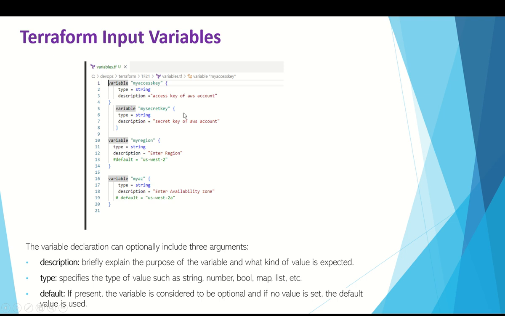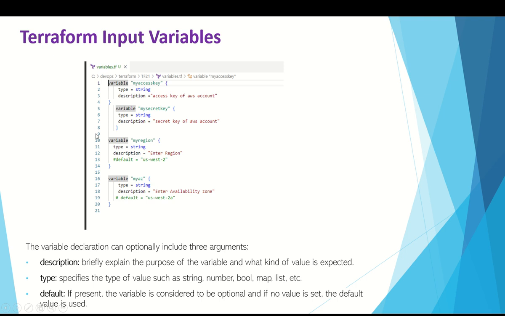For example, if you see here, we have declared a variable for my access key. This is for AWS. When you need to connect to any AWS resource, in the first step you need an access key and secret key. We can hard code that access key and secret key in the main code, but that is not at all recommended.